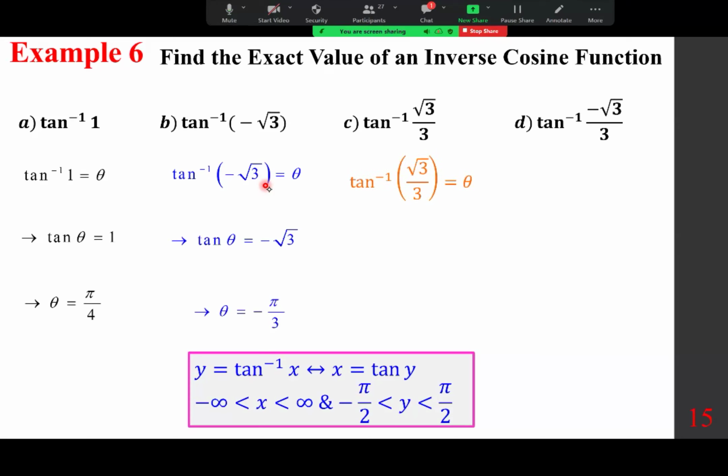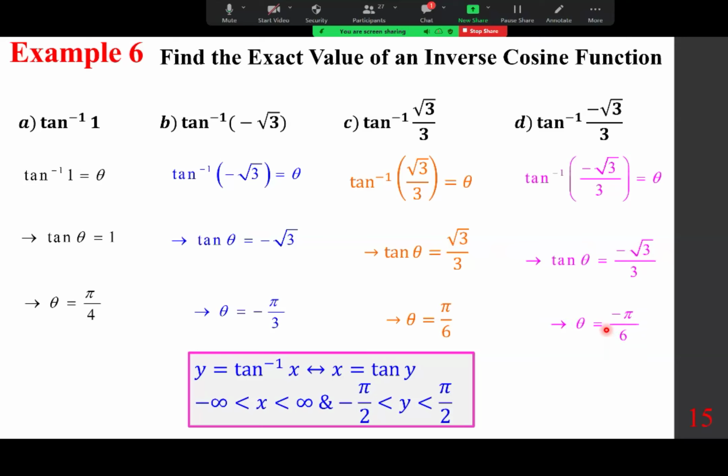Part C, set it equal to theta. By definition, tan of theta equals square root of 3 over 3, a common arc, pi over 6. Set this one equal to theta. Tan of theta equals negative square root of 3 over 3, again a common arc. If this is pi over 6, this must be negative pi over 6.